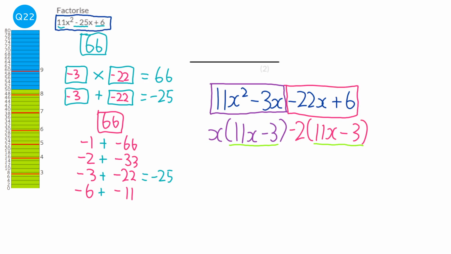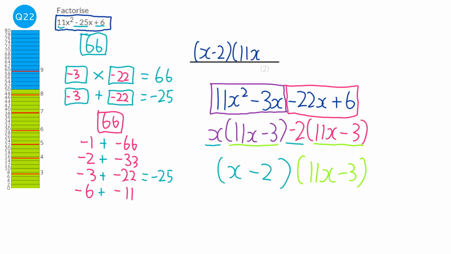So there's a repeating bracket there, and that is actually one of our answers. And the bit that's left over is an x and a minus 2. We actually put those together to make a second bracket. And so our answer is x minus 2, 11x minus 3. Or the other way around, you could have 11x minus 3 brackets x minus 2.